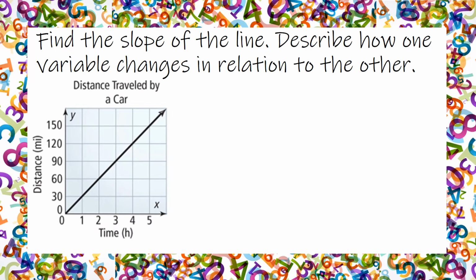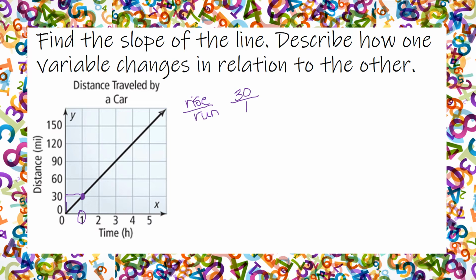Find the slope of the line. Describe how one variable changes in relation to the other. So I'm going to do again, rise over run. So I have to go up. This one doesn't show a clear point, but I can see that it crosses my grid lines right there. So I go up 30. So my rise is 30 over, I'm going to run, and it says this is 1.